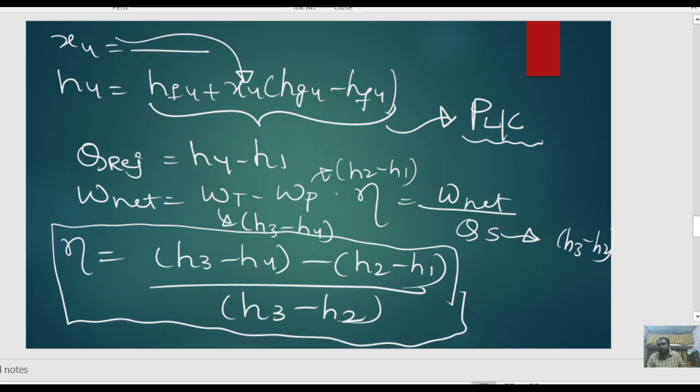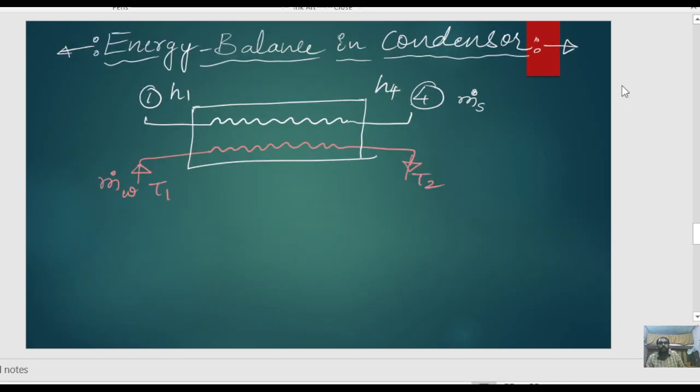The next concept is energy balance in the condenser. So what is meant by energy balance in the condenser? Heat lost by steam is equal to heat gained by cooling water. Whatever heat the steam loses, it will be gained by the cooling water. Okay, let us write the equation.